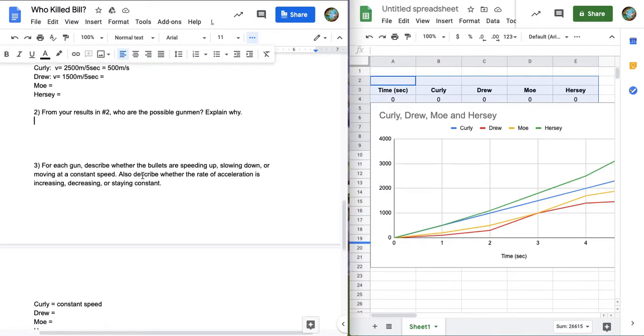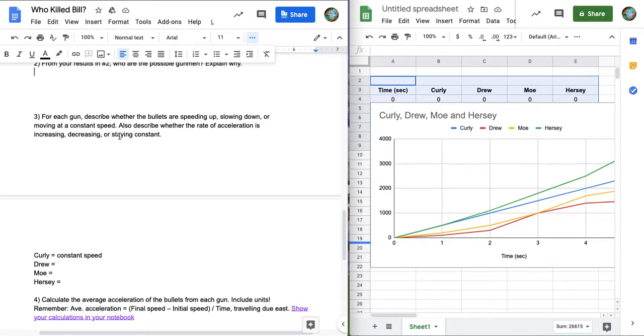Then after that, it's asking you to describe whether the bullets are speeding up, slowing down, or moving at a constant speed. This is where the graph comes into play. Now for Curly here, I already put that it's a constant speed.